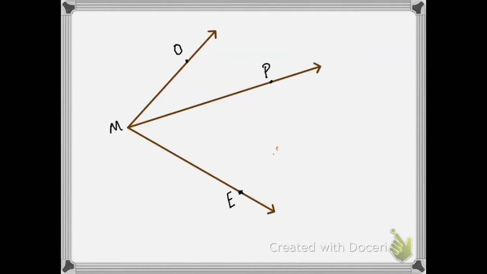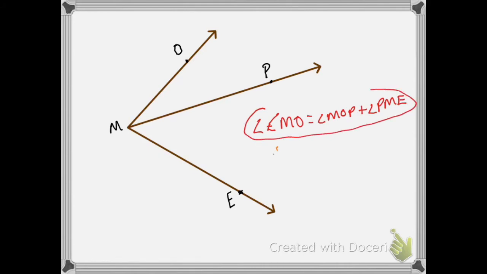The whole is the sum of its parts. So here we have a whole angle. Notice that the big angle is called angle EMO, right? And that angle breaks down into 2 other angles that I can add, right? So that would break down into angle MOP and angle PME. So this is an example of the whole is the sum of its parts. Okay, that's an example.